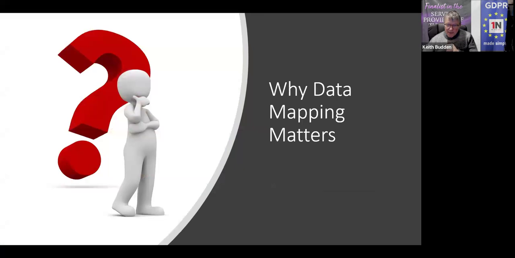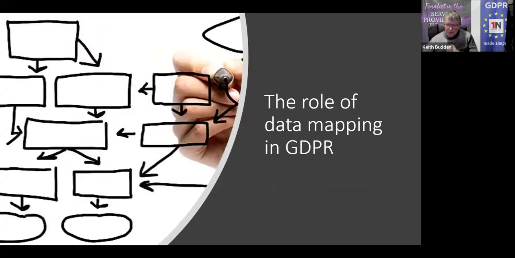So why does data mapping matter? Data mapping really does have a crucial part to play in GDPR, and even more so in the last couple of years. It's something which the ICO originally didn't pay that much attention to, I think it's fair to say, but now they are. So it's really important, if you're going to be seen to be GDPR compliant, that you have your data mapping in place.